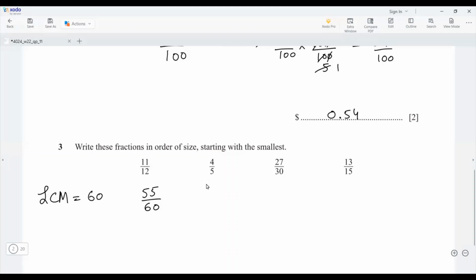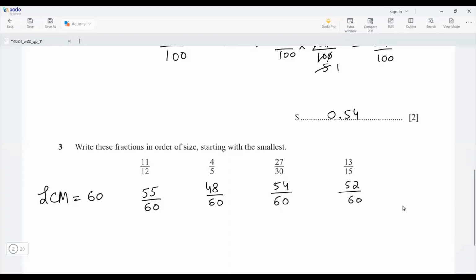So 12 times 4 is 48, divided by 60. Similarly, we have to check 30 how many times makes 60? It will be 2 times. So multiply this 27 with 2 as well. It will be 54. So again, 15 will be multiplied with 4. It gives 60. So 13 multiplied by 4 as well. It will be 52 divided by 60.